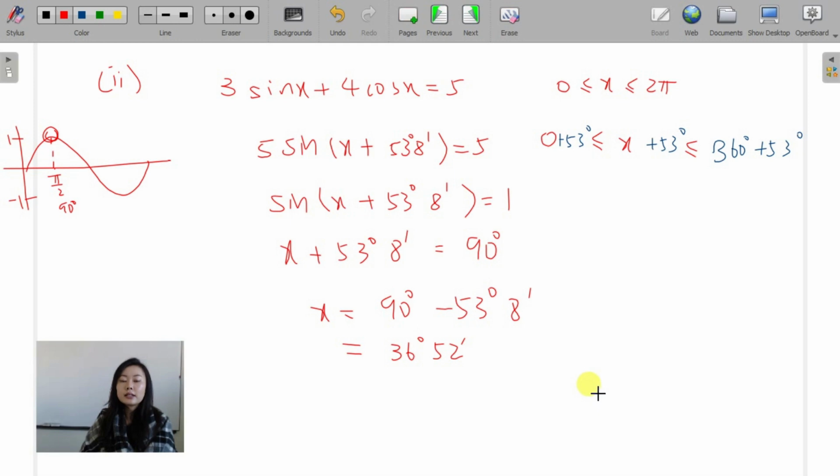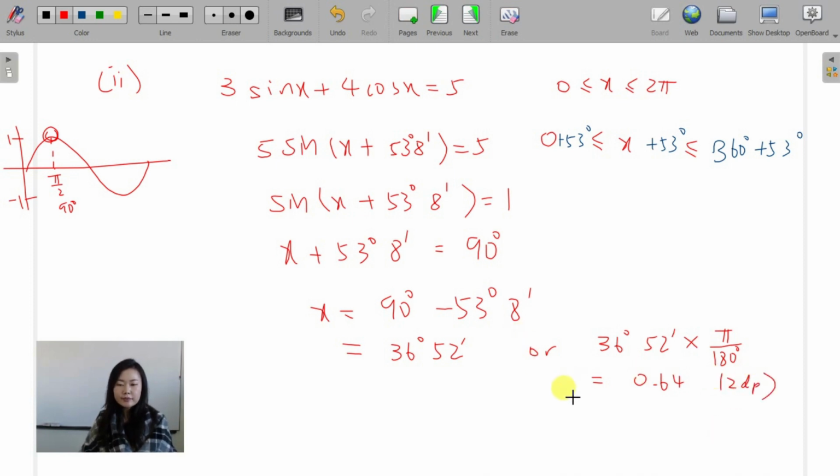That's in degrees. Or if you take this answer and multiply by pi on 180, so actually type in pi on 180, we get the radian equivalent, 0.64 in 2 decimal places. So that's the radian answer, 0.64.